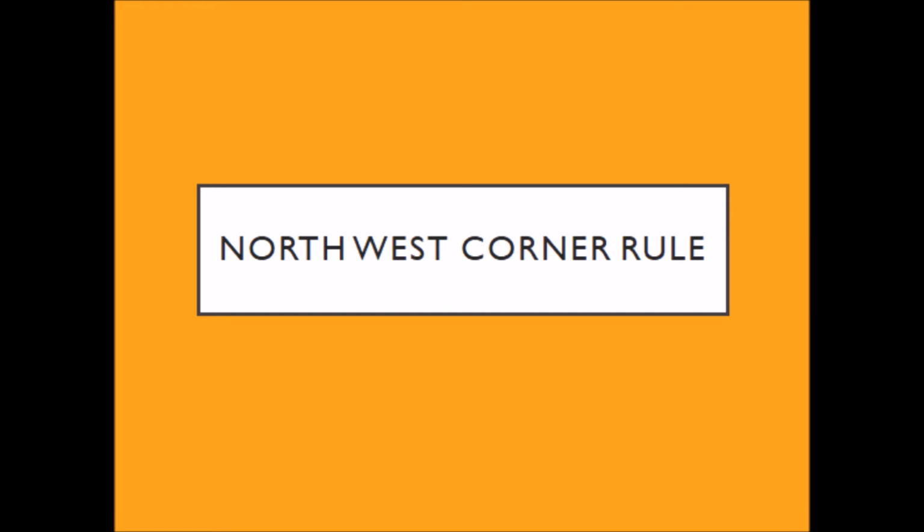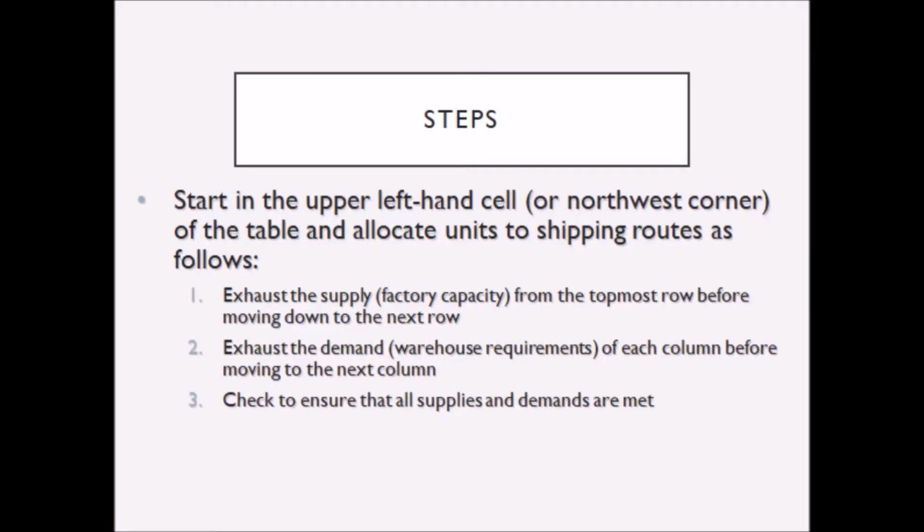So first, we have the northwest corner rule, and here are the steps. The first step is to start in the upper left-hand cell, or the northwest corner of the table, and allocate units to the shipping routes as follows. First, exhaust the supply, or basically the factory capacity, in the topmost row before moving down to the next row. Next, exhaust the demand, or the warehouse requirements, of each column before moving to the next. And lastly, check to ensure that all supplies and demands are met.